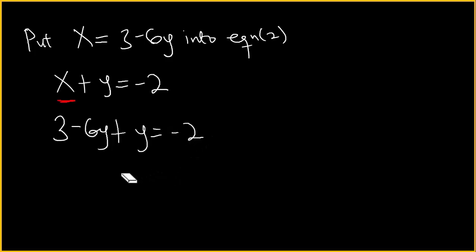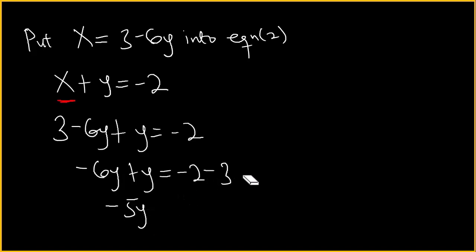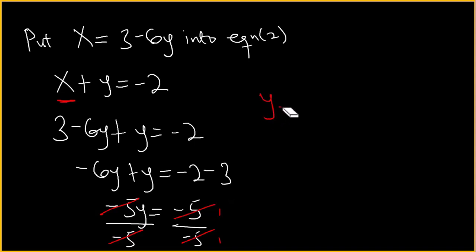So at this point we group like terms. Now we have negative 6y plus y equals negative 2 minus 3. Negative 6y plus y gives us negative 5y. Negative 2 minus 3 gives us negative 5. Now we make y the subject by dividing through by negative 5. Negative 5 into itself is 1, negative 5 into negative 5 is 1. Now our y is equal to 1.